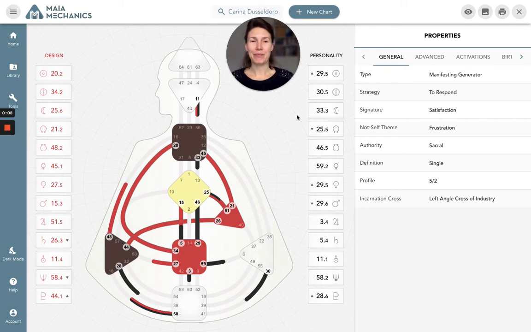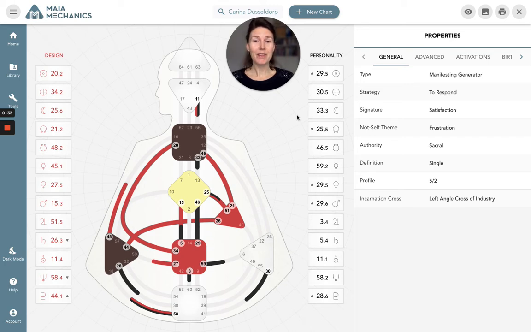And I thought I'd explain to you a little bit how you can read your chart and what it is actually that you're looking at when you pull up your own design, or you're interested to learn a little bit more about the basics of what your chart is telling you and what it all means.